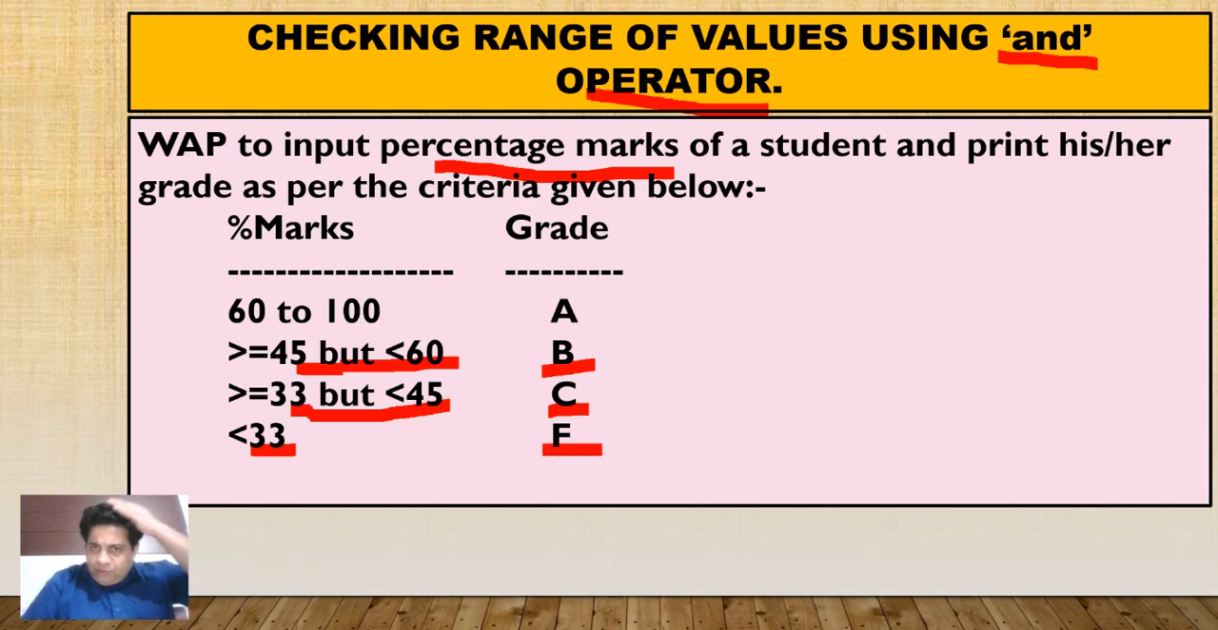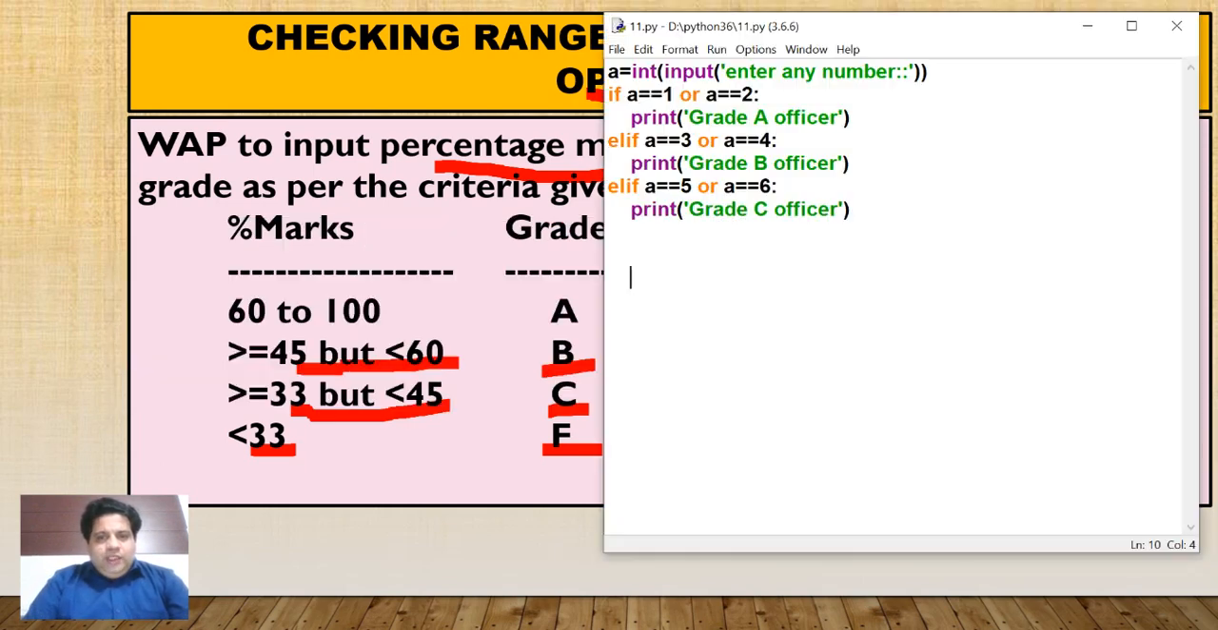So write a program to input percentage marks of a student and print his/her grade as per the criteria given below. 60 to 100, then grade A; 45 to 60, B; 33 to 45, C; and below 33, F. Now let's do this program.